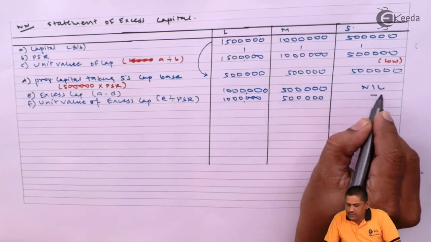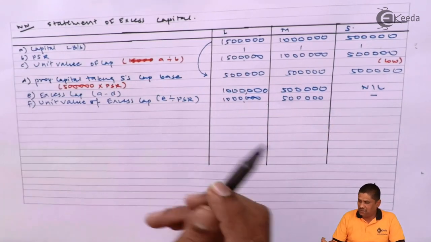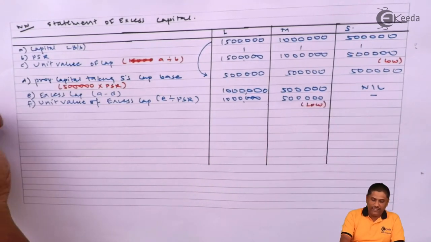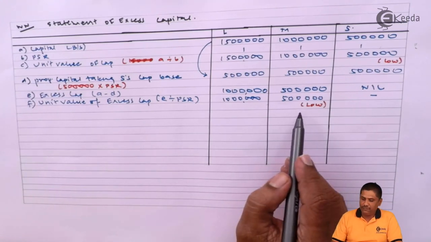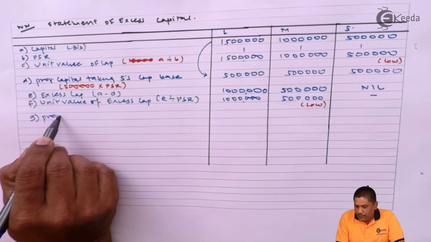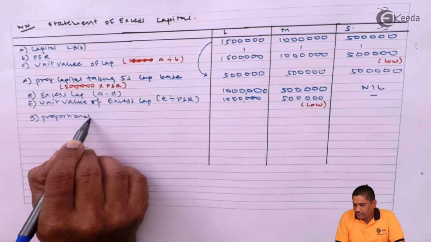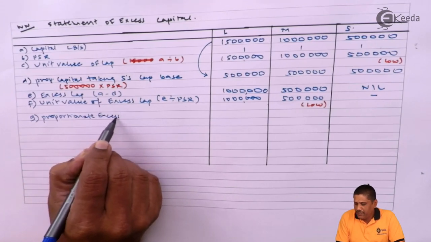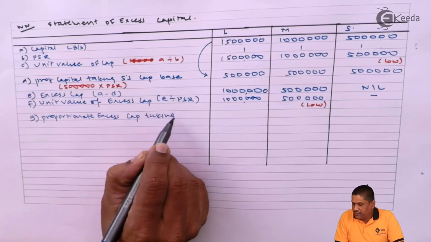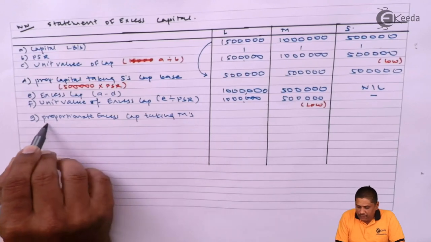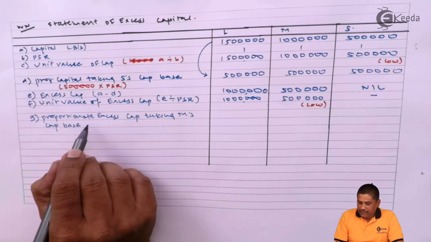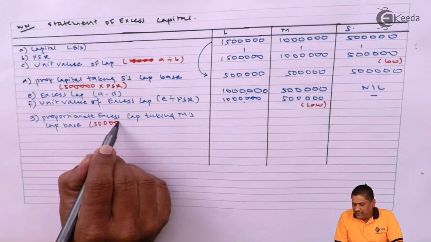So now between these, once again that difficult question will arise in your mind: who is having low capital? Obviously, sir, it's a difficult question, right? So 5 lakhs is the lower capital. So obviously I am taking it as a base, and accordingly I will work out proportionate excess capital, taking N's capital as base. Now what is the capital of N? 5 lakhs. Excess capital of N, unit value of excess capital 5 lakhs.